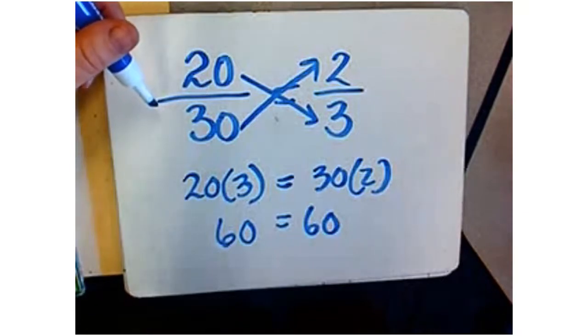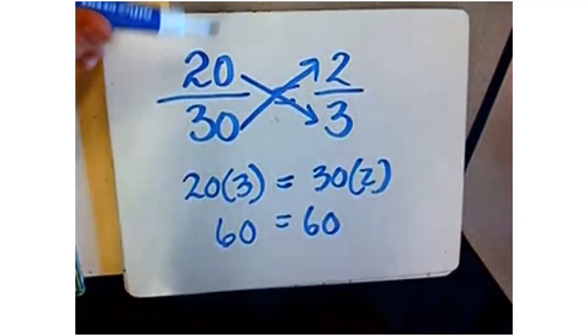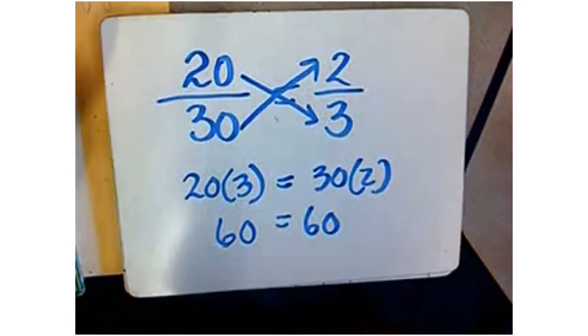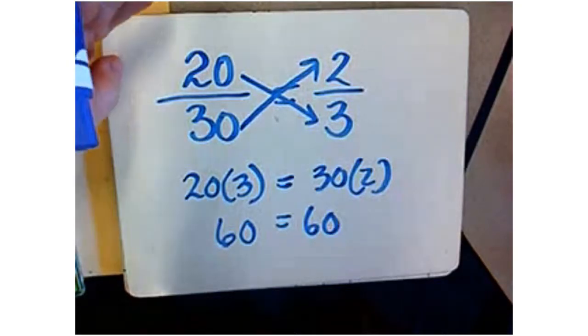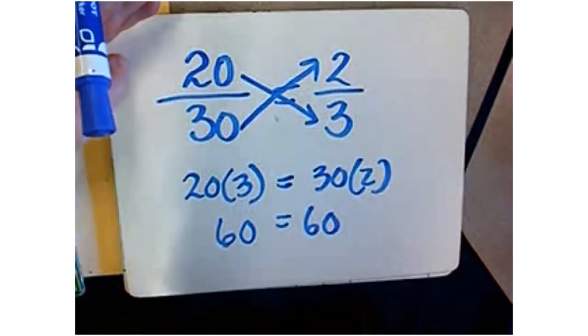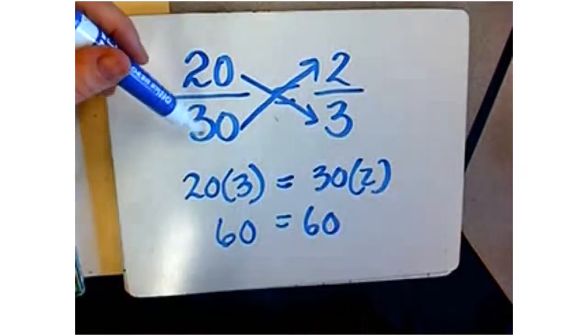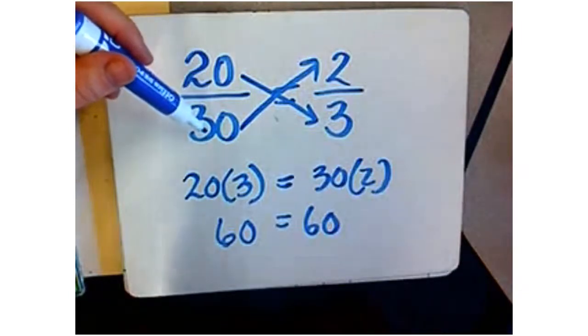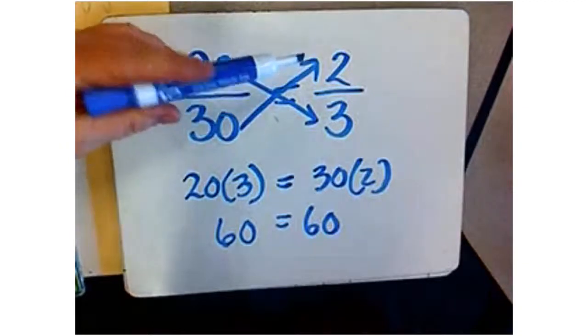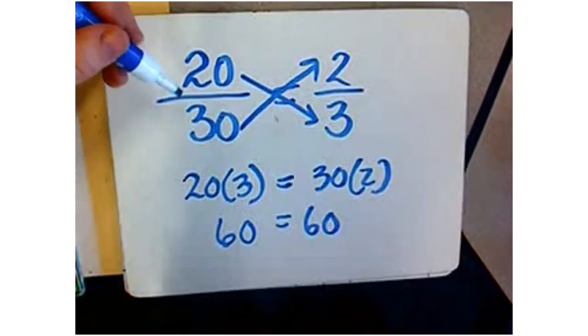And this is called the extremes, the 20 times the 3, the outers. In Braille, it's the very first number and then the very last number. Those are the extremes. You multiply those. And then the means, in Braille, that's the two middle numbers, the second number and the third number. In print, it's the middle numbers, but if we write them in ratio form, it's the denominator times the numerator. The cross products, if they are equal, then it's a proportion.